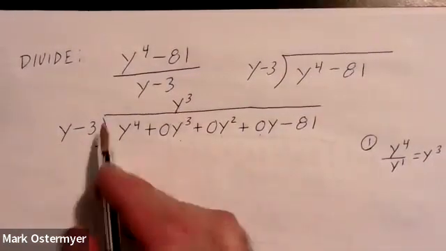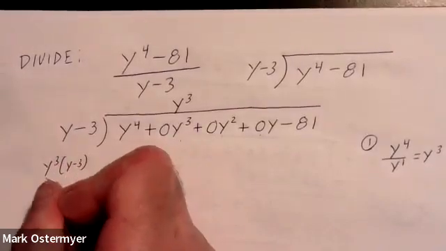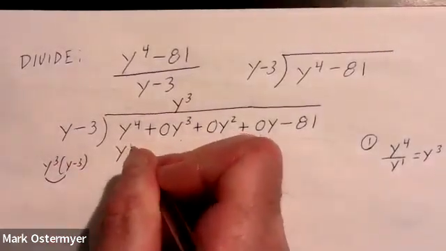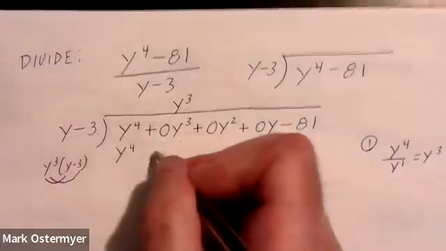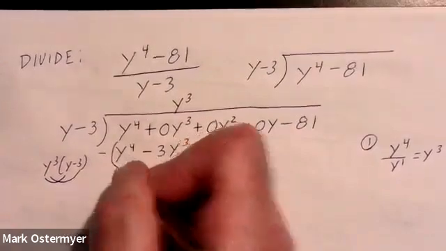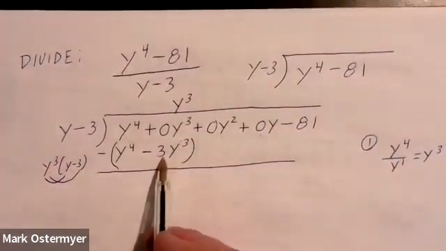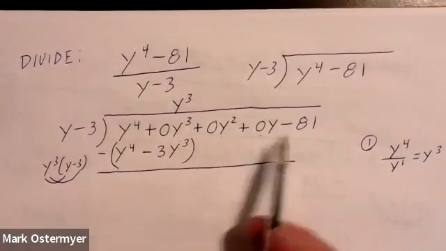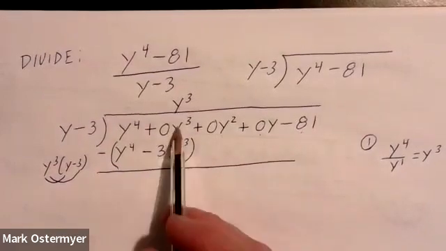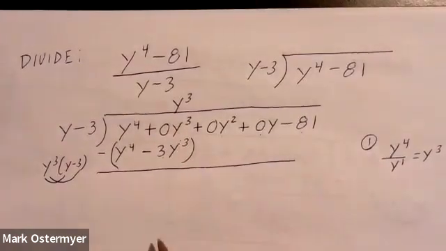Take y cubed, multiply it by the divisor, and what do we get? Y cubed times y is y to the fourth. Y cubed times -3 is -3y cubed. Subtract off the whole polynomial. You see why you needed that placeholder up here? Because where would you put the 3y cubed? You can't put it underneath the constant term. You have to put it underneath its like term counterpart. That's why you have to have this placeholder here.